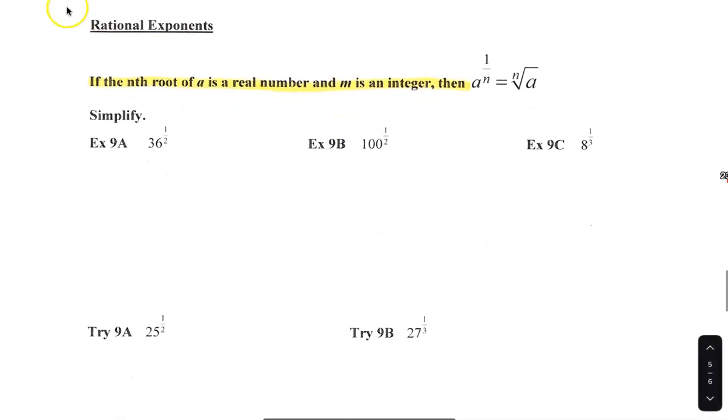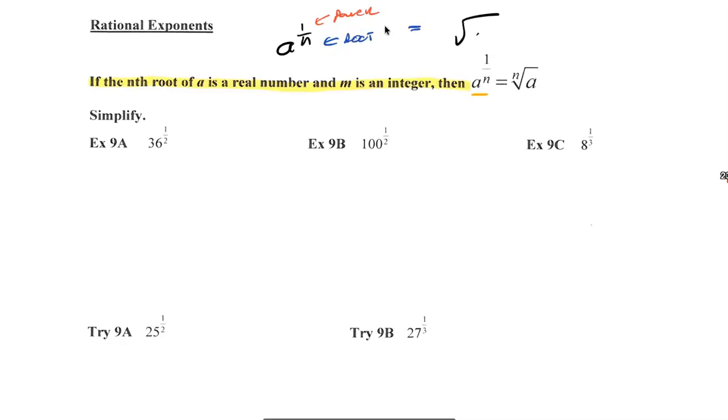And then last thing, rational exponents. So for this, like it shows here, if you have a to the 1 over n, the top is the power, the bottom is the root. So you could rewrite this as the nth root of a to the power of 1, and the root is right here. So that's what it means, right? If you see a fraction exponent, all it means is the bottom is the root, the square root of something, or the cube root of something.